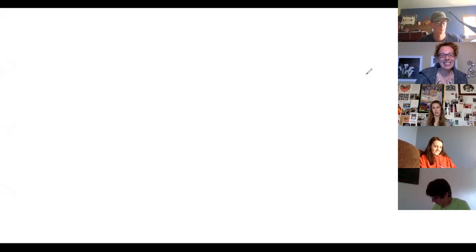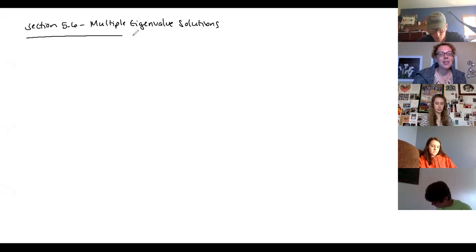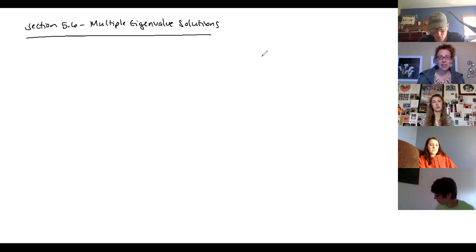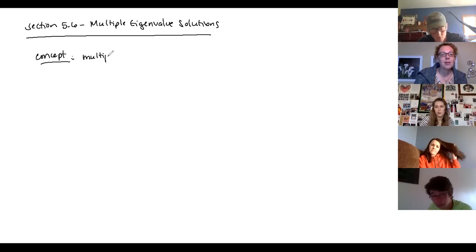Section 5.6, multiple eigenvalue solutions. All right, I'm gonna give you, it's not exactly a definition, it's more like a concept, and it's a concept that doesn't make a lot of sense until we do some examples. So the concept of repeated roots, we should say repeated roots instead, not multiple.